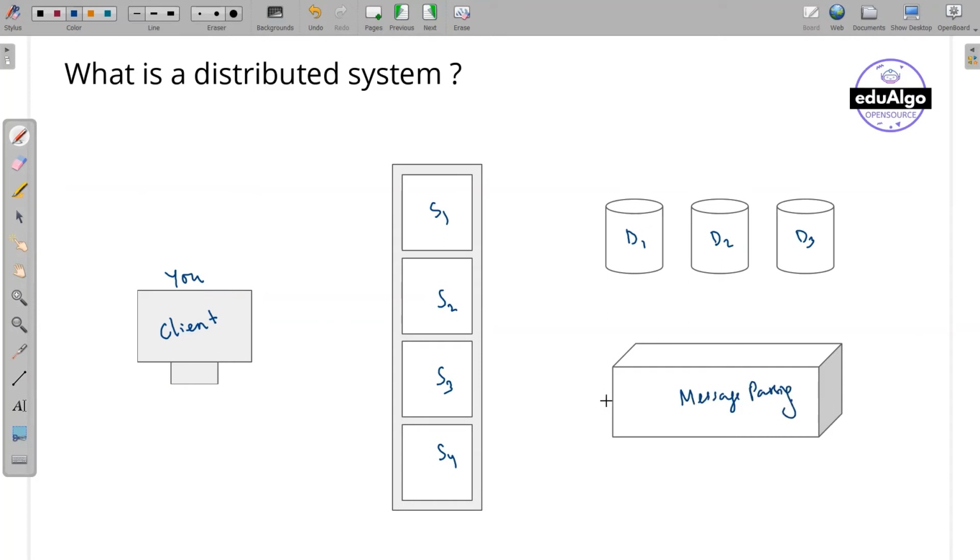Okay, suppose these things are arranged in this way. We are going to study complex things as well. We are going to study it in detail as well. But before that, let's understand what a distributed system is.